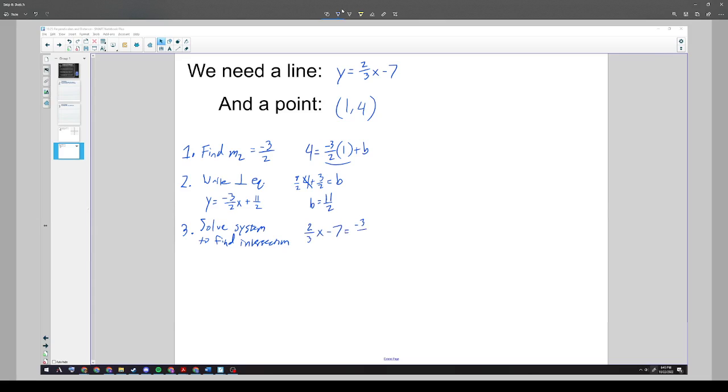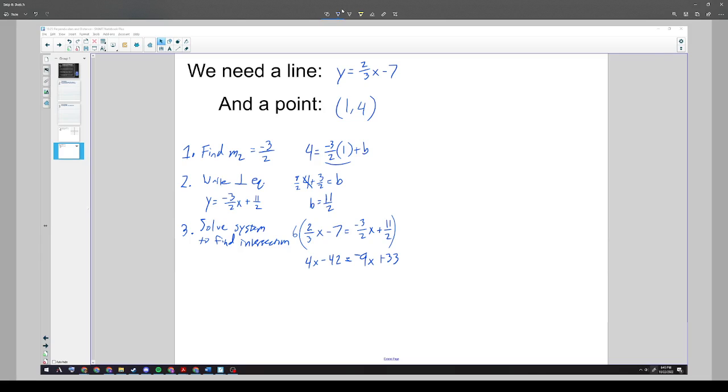So this is -3/2 x plus 11/2. Now we can move stuff around and work with fractions, or we can multiply all four terms by a common denominator of 6 to get rid of the denominators. I don't really care which way you do it. I'm going to go ahead and get rid of the fractions and multiply everything by 6. So I'll get 4x minus 42 equals -9x plus 33.